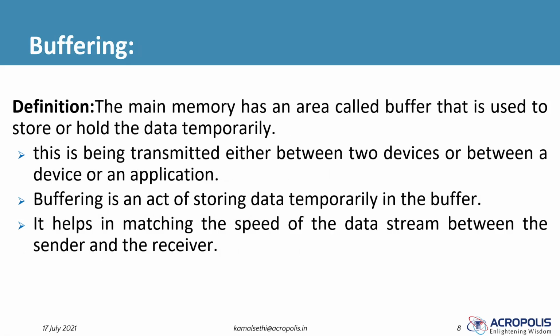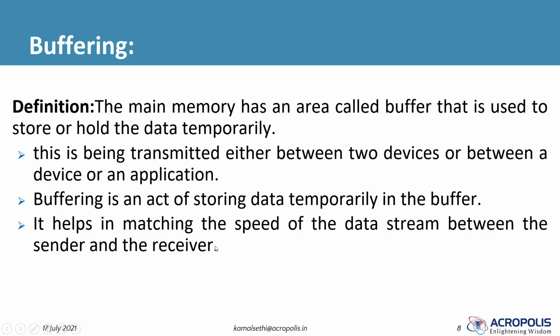Now the topic comes, buffering. So the definition of buffering is, the main memory has an area called buffer that is used to store or hold data temporarily. This is being transmitted either between two devices or between a device and an application. Buffering is an act of storing data temporarily in the buffer.